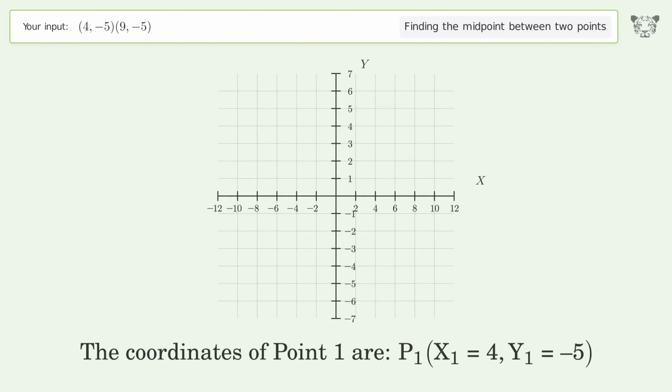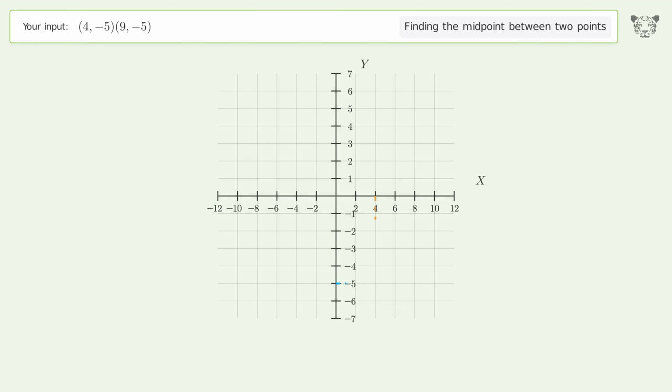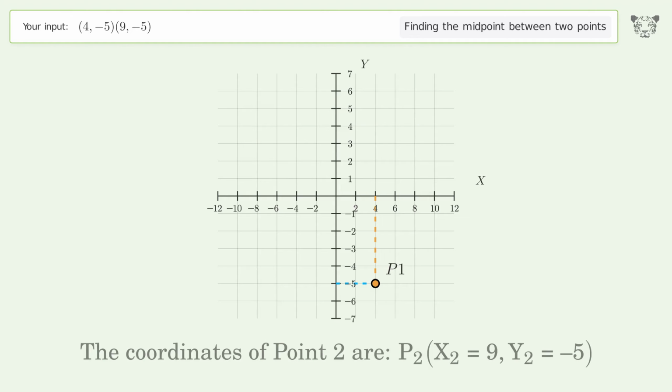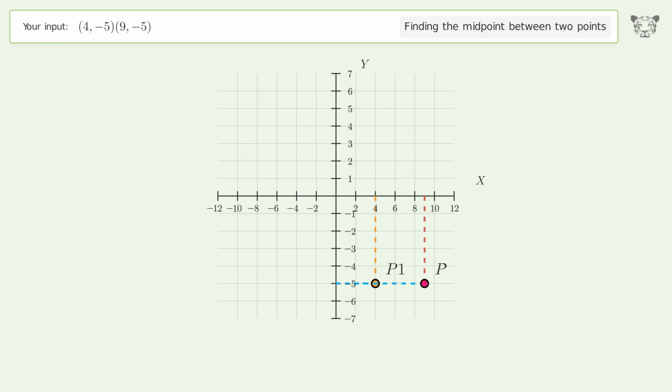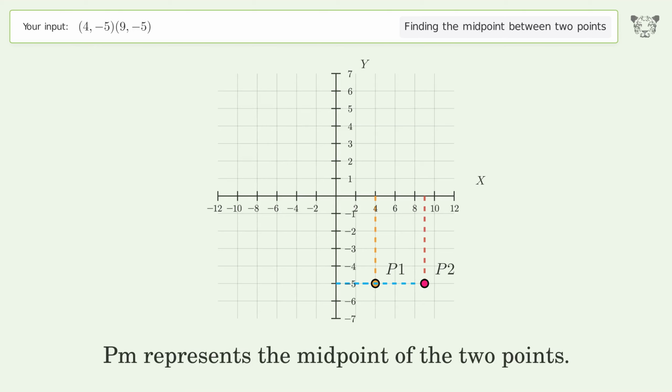The coordinates of point 1 are, x1 equals 4, y1 equals -5. The coordinates of point 2 are, x2 equals 9, y2 equals -5. PM represents the midpoint of the 2 points.